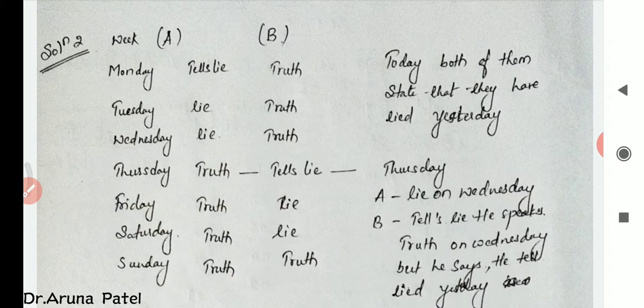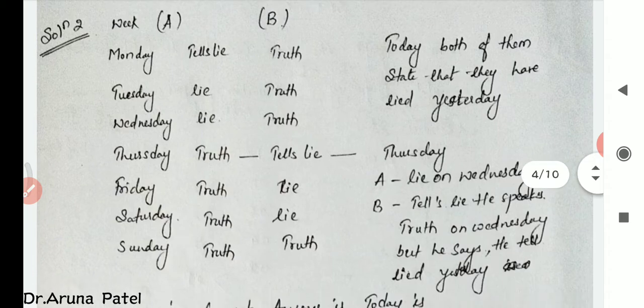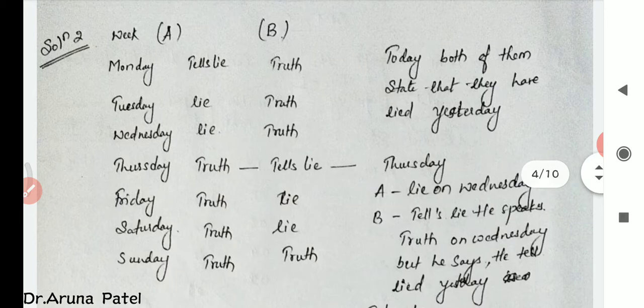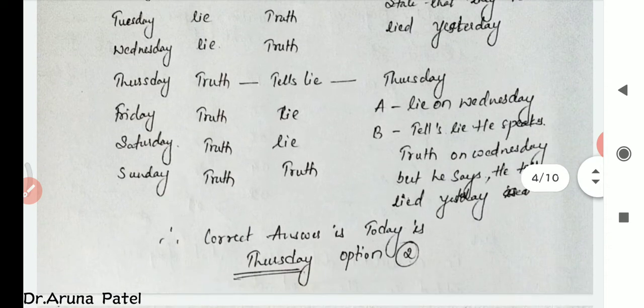If we select Thursday from the options, then from the statement we have to check that yesterday they both tell a lie. A lied yesterday, so this one is correct. B lied, so this is also correct, because he speaks the truth on that day, and he says that he lied yesterday. So A lied on Wednesday. B speaks the truth on Wednesday but says he lied yesterday, so this is also correct.